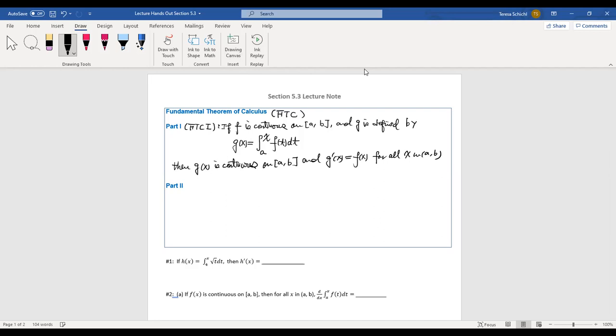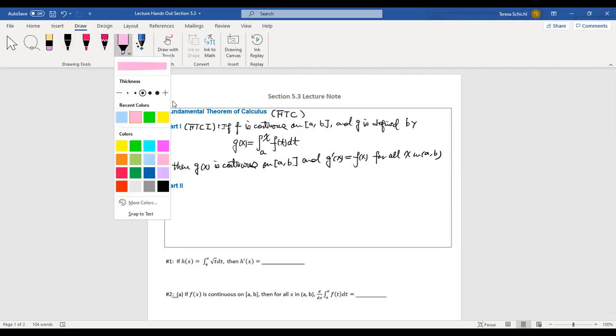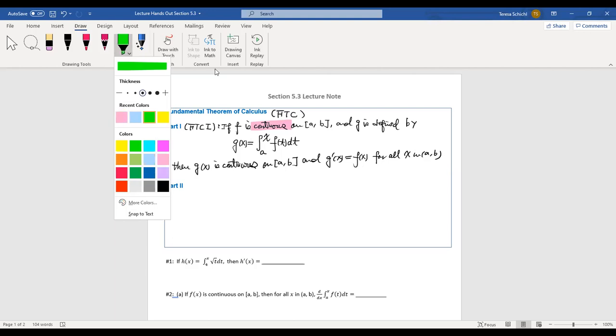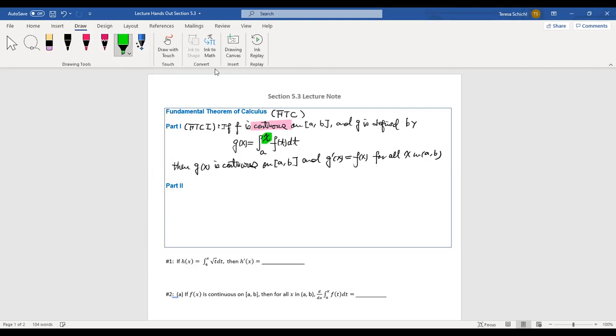There are a few key things we need to be careful about. First, f has to be continuous on [a, b]. The other thing we need to pay attention to is that the upper bound is a variable, x, so it's from a to x. Every time you integrate from a to x, you define a function g(x).